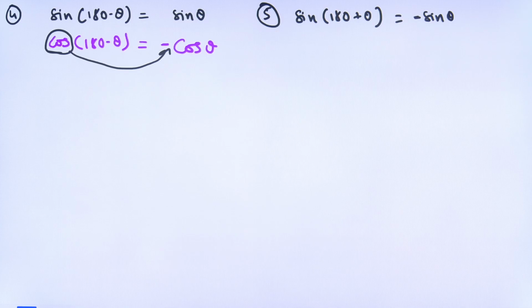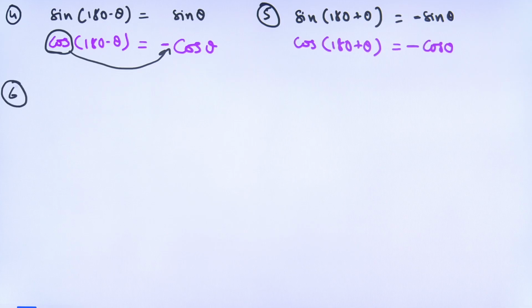Clear, everyone? Right? Next, cos 180 plus theta. 180 has been used, so cos will remain cos. But in the third quadrant, cos is negative. That's why minus. Clear with this point, everyone? Are you able to get what I am explaining here? Clear with this explanation?